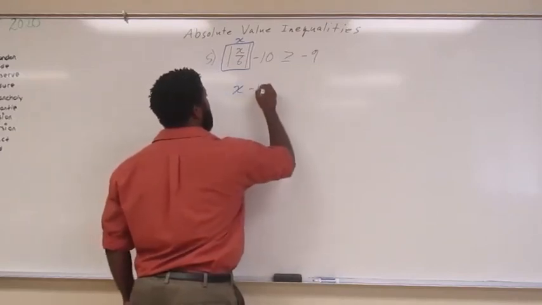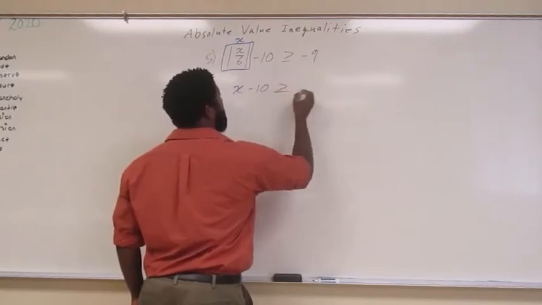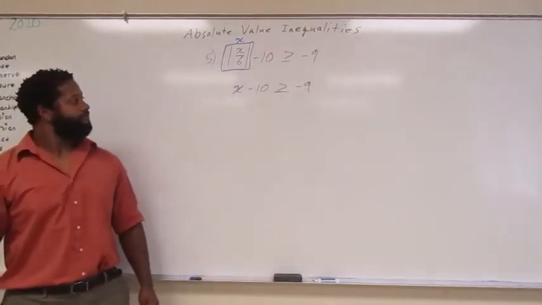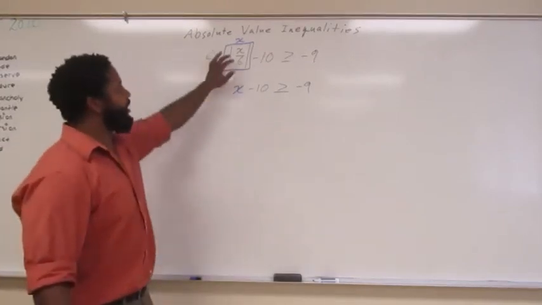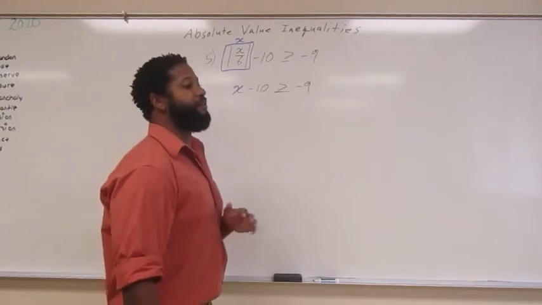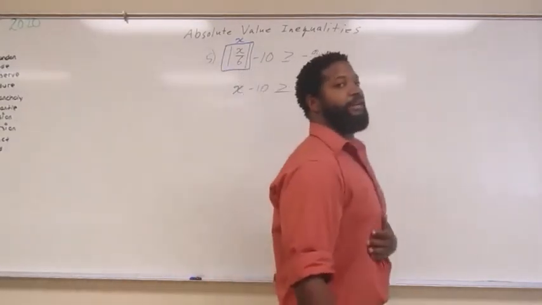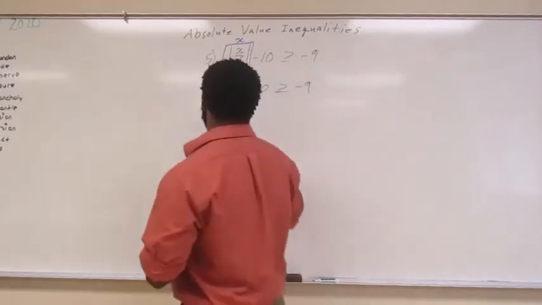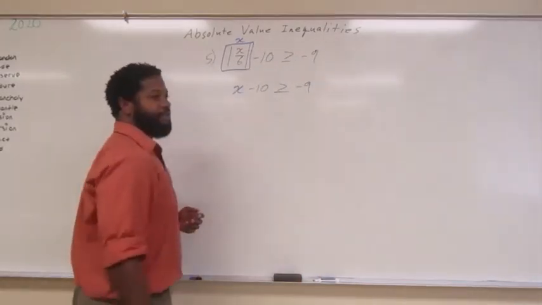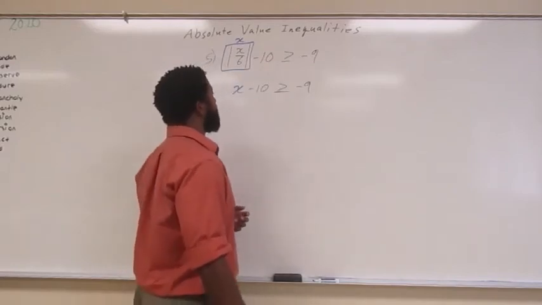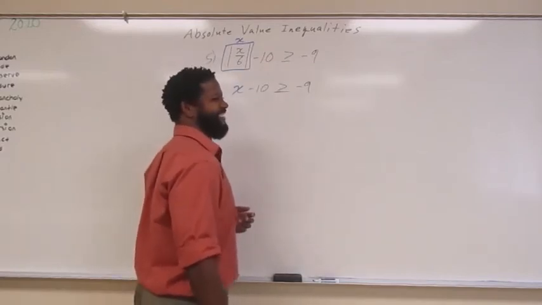x minus 10 is greater than or equal to a negative 9, right? Put it in this box so that we can get it by itself. Remember, whenever you have any and all parts on the outside of the absolute value, you must get that absolute value by itself. All right, so how are we going to get that x by itself, Christopher? We're going to put a box around the... Oh, I already did that.